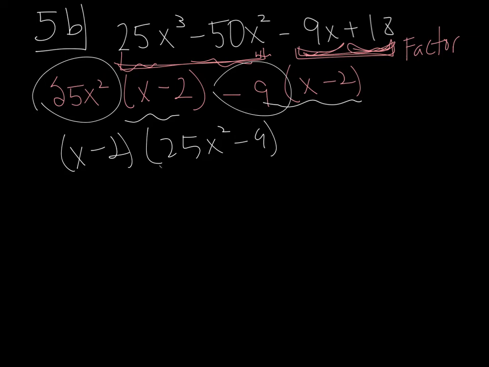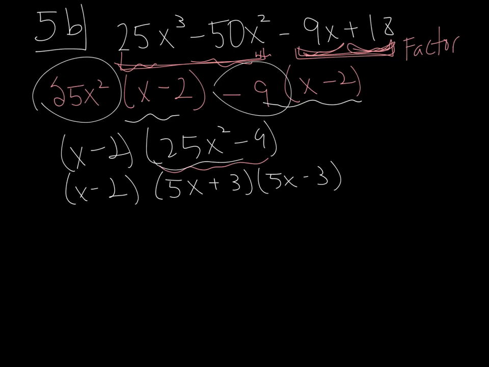Then I ask myself, can this be further factored? And it can be. It even looks like a difference of squares, so I'm going to continue. So the second part was a difference of squares, so it became 5x plus 3 times 5x minus 3. So our three factors for this polynomial are x minus 2, 5x plus 3, and 5x minus 3.